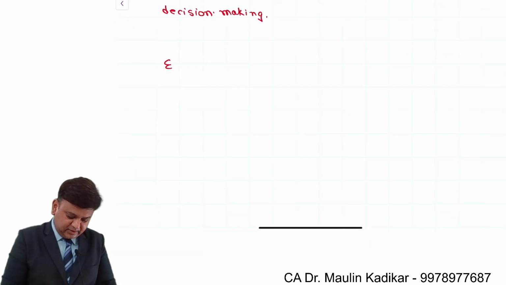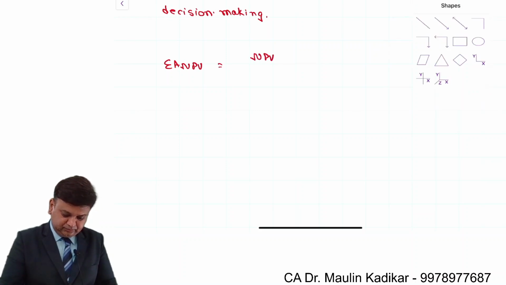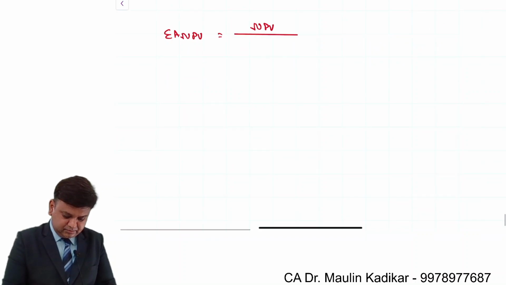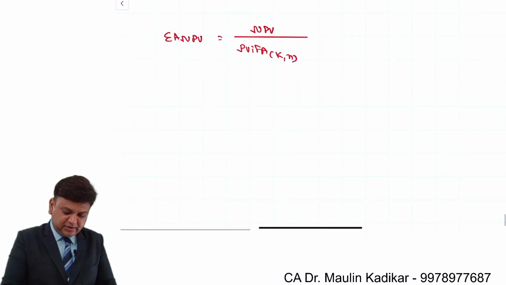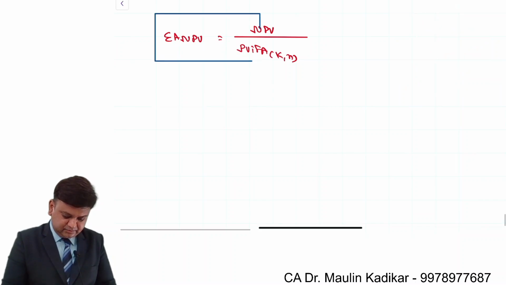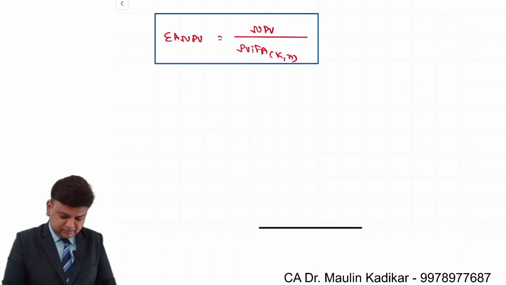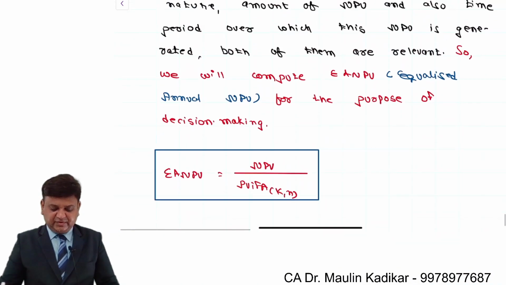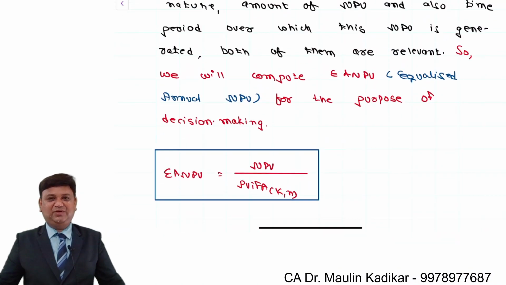Please write down the formula. Equalized annual NPV is equal to NPV upon PVIFA at K cost of capital for n number of years. This is the way equalized annual NPV can be calculated.